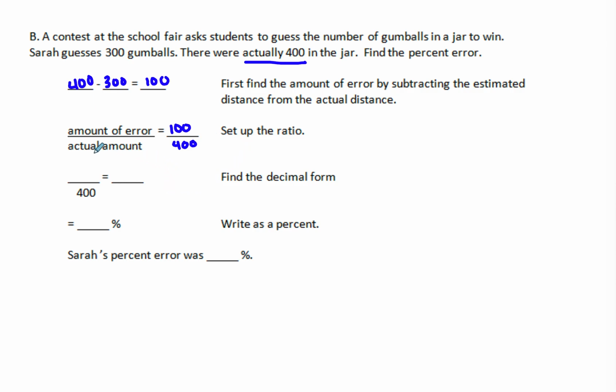Okay, and now we are going to divide. When we divide 100 by 400, we get 25 hundredths. I need that in percent form, which means I'm going to move my decimal 2 places to the right, or I can multiply by 100, and that tells me 25%. So Sarah's percent error is 25%.